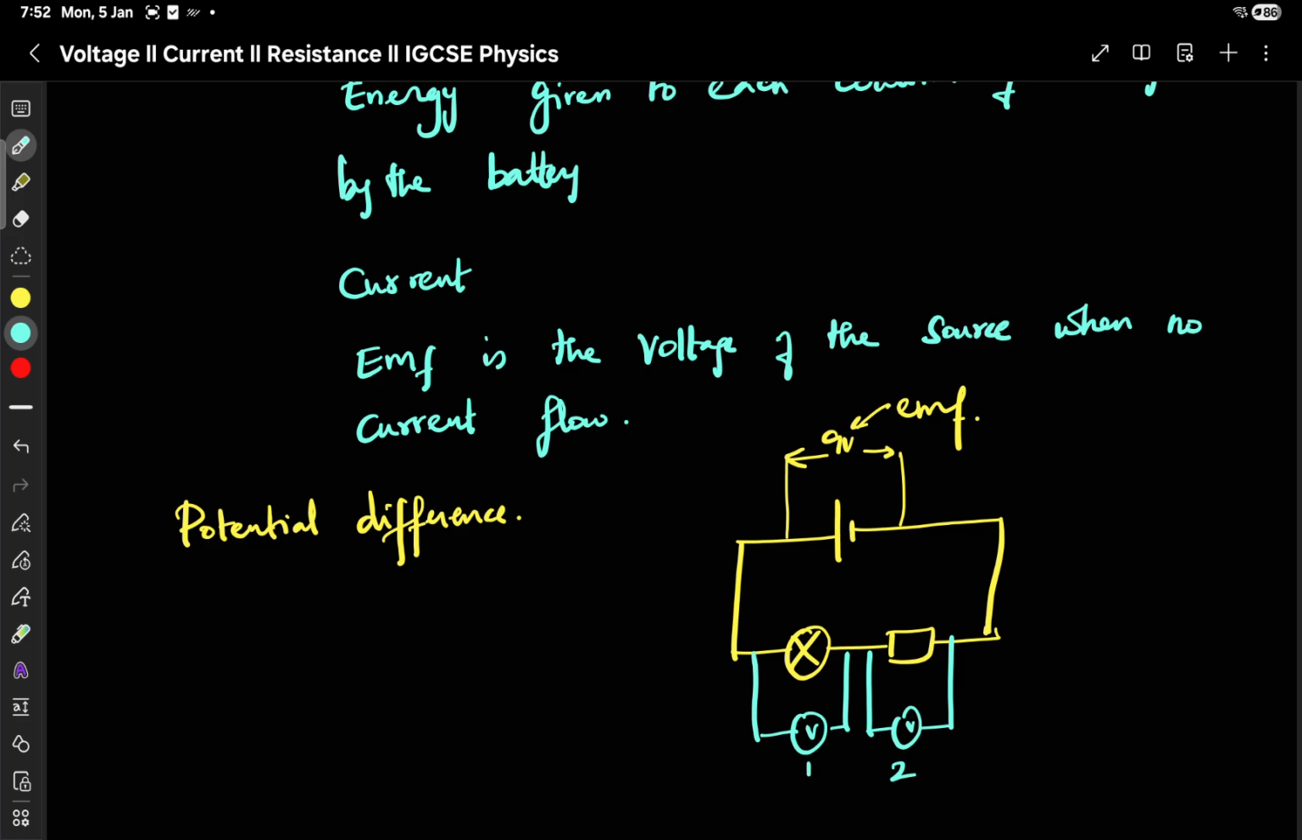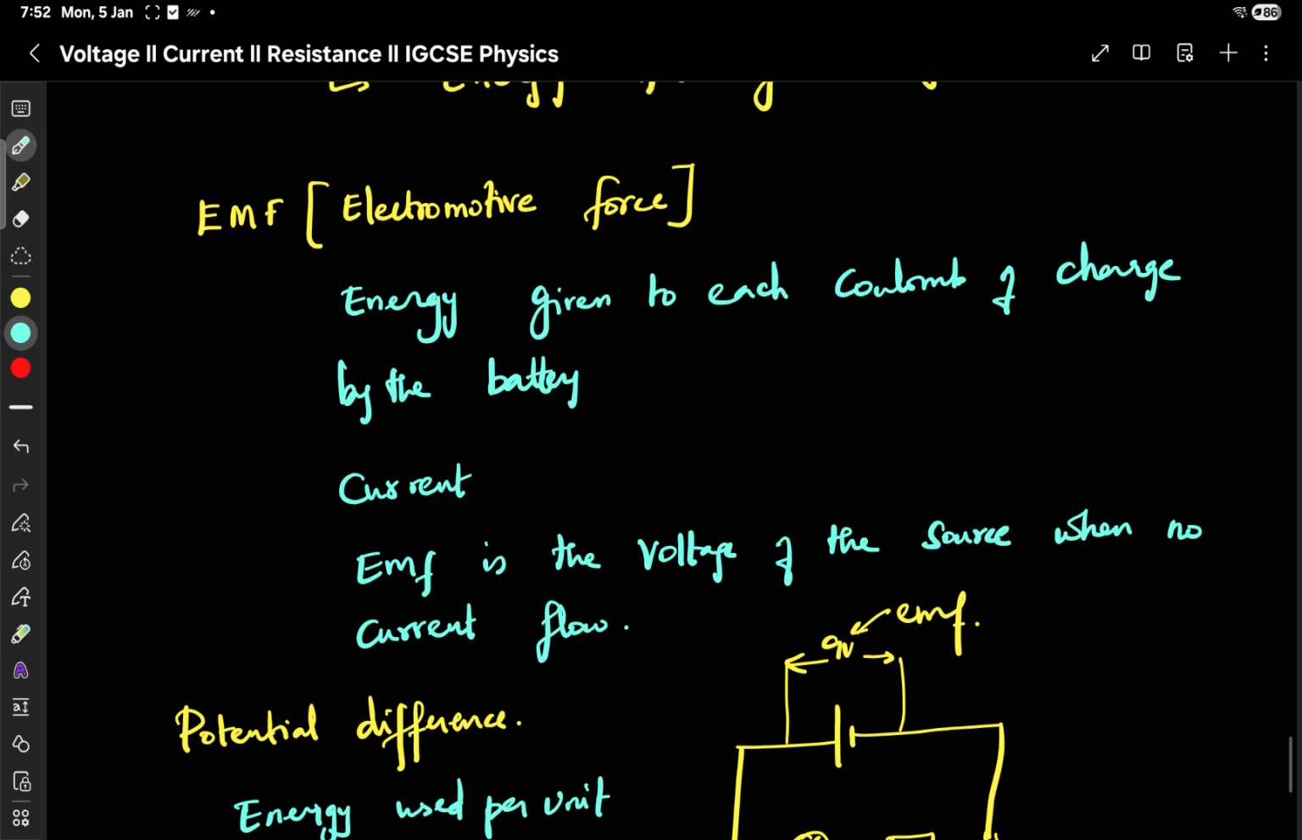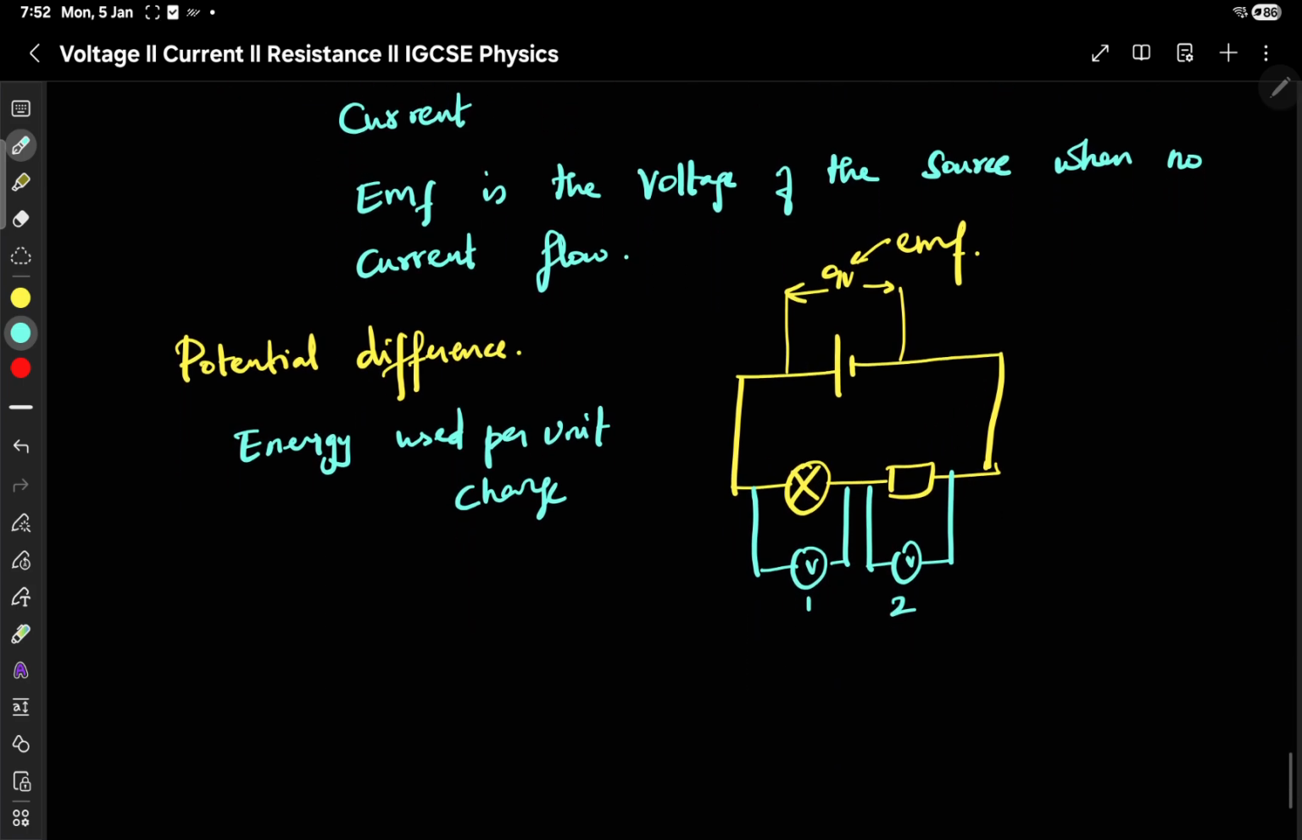So potential difference is energy used when the charges are flowing, or we can say energy used per unit charge. And if you see the SI unit of EMF, it will be volts, or we can simply say capital V. If you see the SI unit of potential difference, this is also volts.